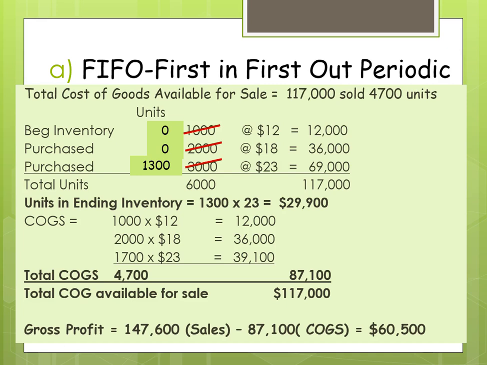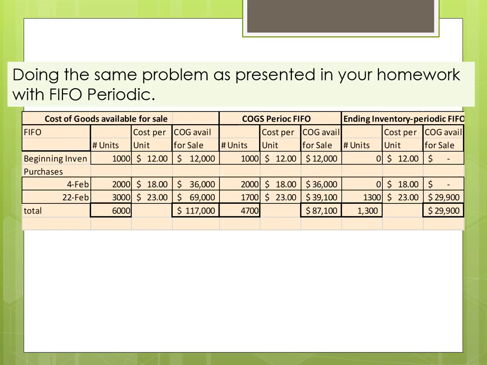Now, if we were to take this same problem and do it like your homework, it would look like this. This is the form they use. They have one column for cost of goods available for sale, which is the same as what we had in our schedule. Then they show the cost of goods sold under periodic. Again, we assume that for the 4,700 units, we take the oldest units first and work our way down. And then that last column tells us what's left in ending inventory. Again, you get the same answer.